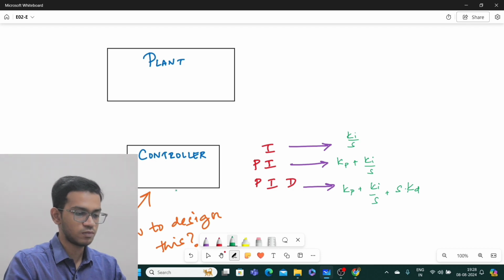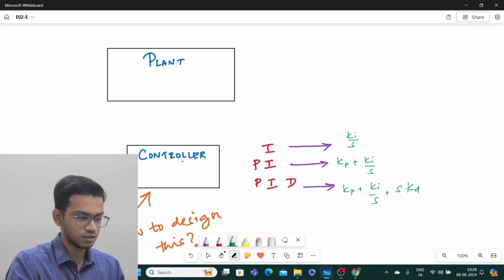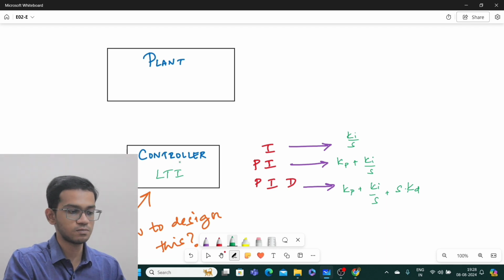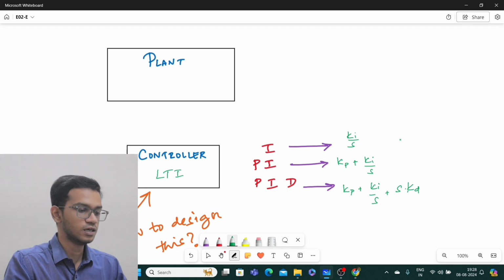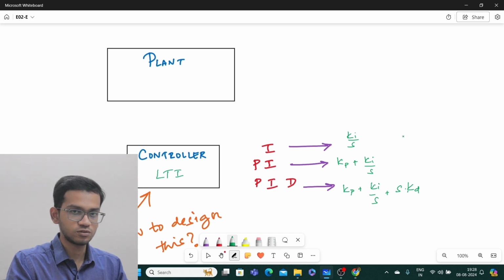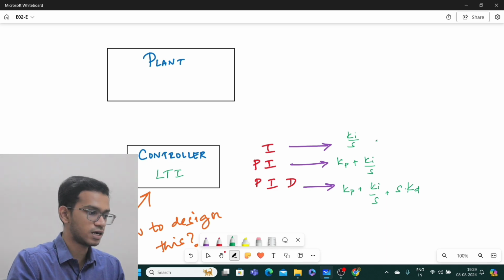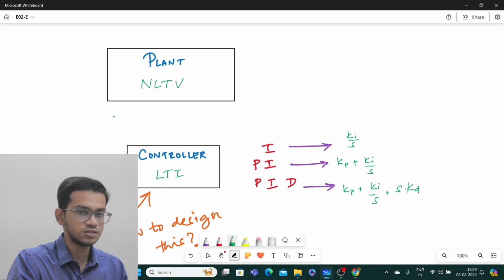Now, if I want to design my controller in these formats, obviously it is implied that my controller is in the LTI domain. Means my controller is a linear time invariant system. That's why I'm able to represent them using these kinds of transfer functions. If you remember the definition of a transfer function, you will come to know that transfer functions can be obtained only for linear time invariant systems. However, my plant right now is a non-linear time variant system.